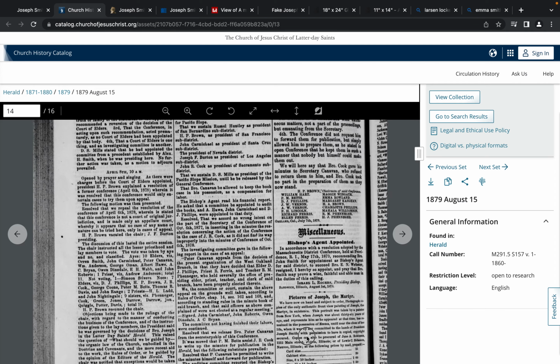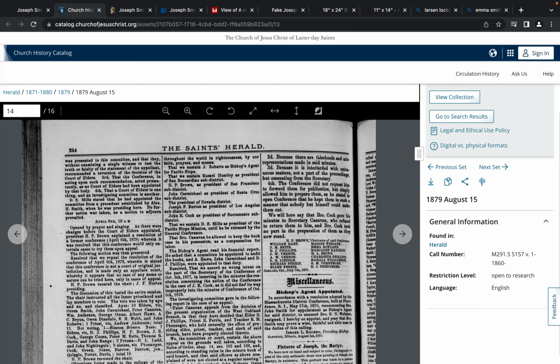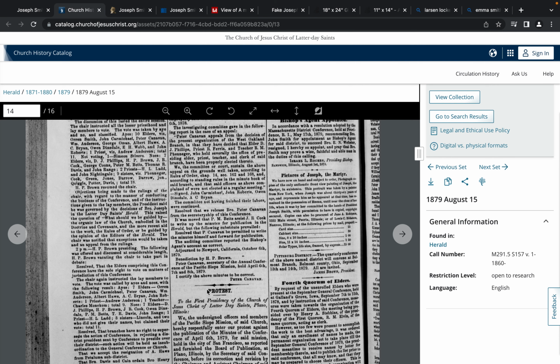Okay. So what's this? The Saints Herald. Joseph Smith III moved to Plano, Kendall County, Illinois, to be the editor, the head editor, and he was the prophet. So this is the newspaper for the reorganized church. He's the editor of the Saints Herald. And so this was published. You can see the exact date here, August 15th, 1879, and you can read the whole thing there.